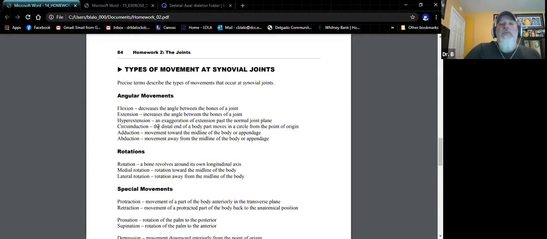Circumduction, this is when you take the distal end of a body part and move it in a circle, all right? So circumduction of your arm would be movement of your arm like this, okay? That is circumduction.